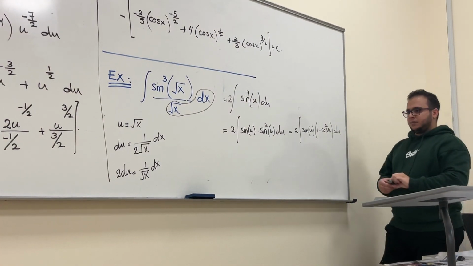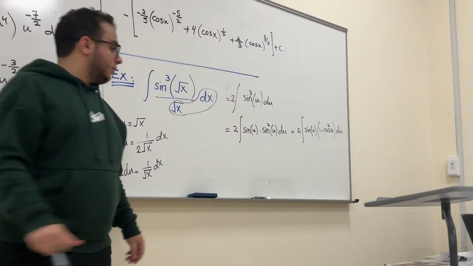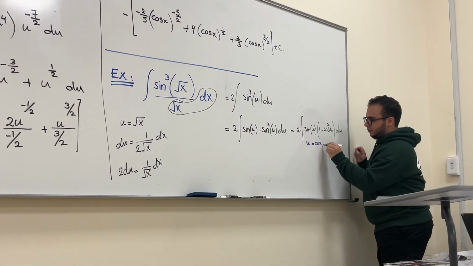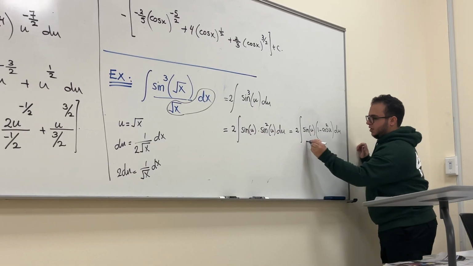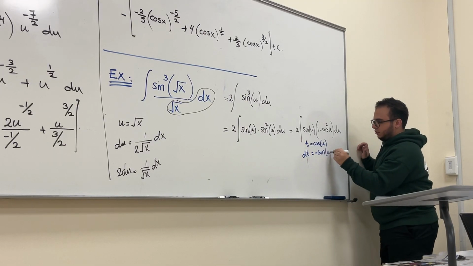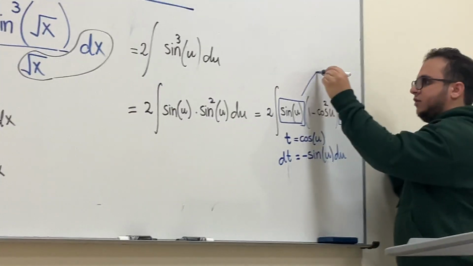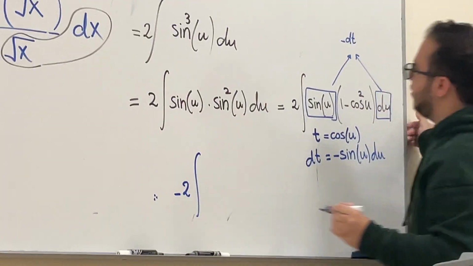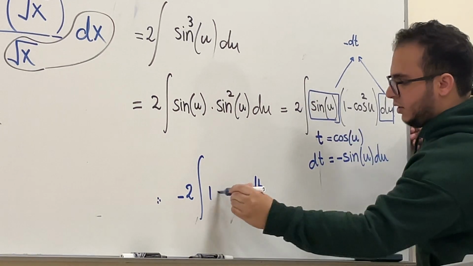So u equals, now, the one that we didn't touch, which is sine, which is cosine, right? Cosine u. Let me use another variable for the substitution. t equals cosine u, dt equals minus sine u du. I have sine u du, so this will be replaced with minus dt. So that's dt, and then I have 1 minus t squared.